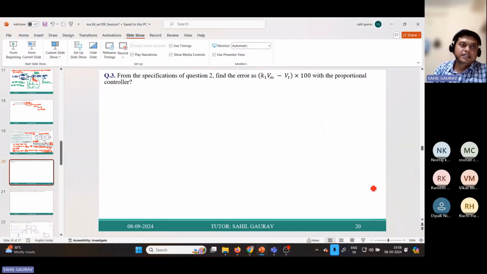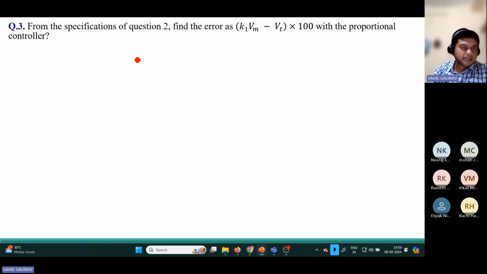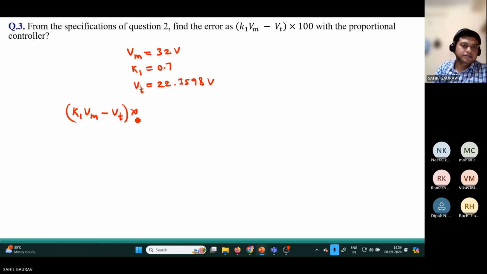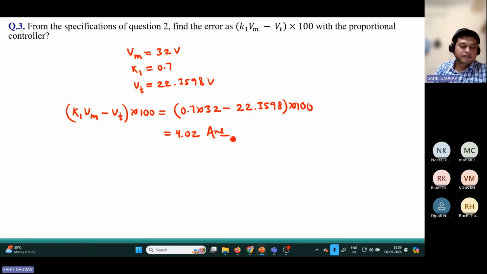Now this one is very easy. You know this Vm, Vt, K1, you have to find the error at this term. This is a very easy question. We have Vm value as 32 volt, K1 as 0.7, Vt as 22.3598. You just put the values and get the answer. K1 is 0.7, Vm is 32 minus Vt 22.3598, into 100. So it will be 4.02, the final answer.